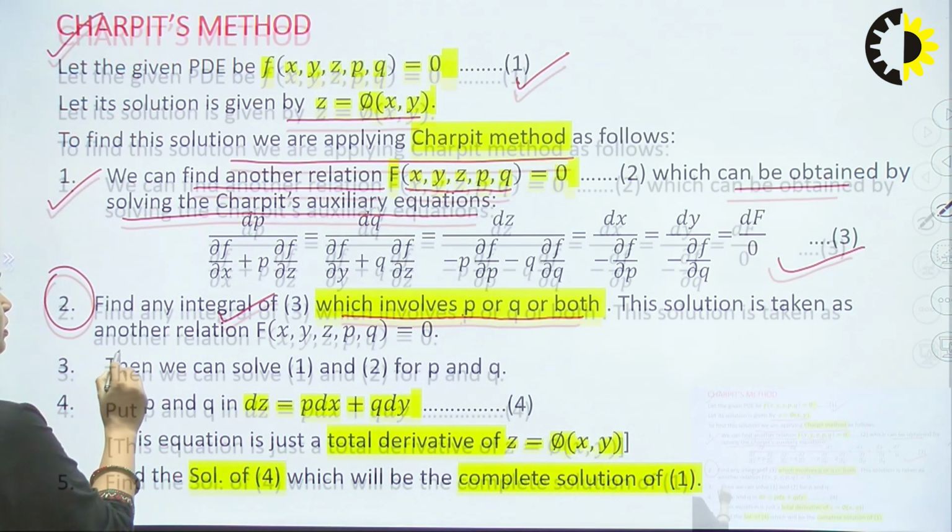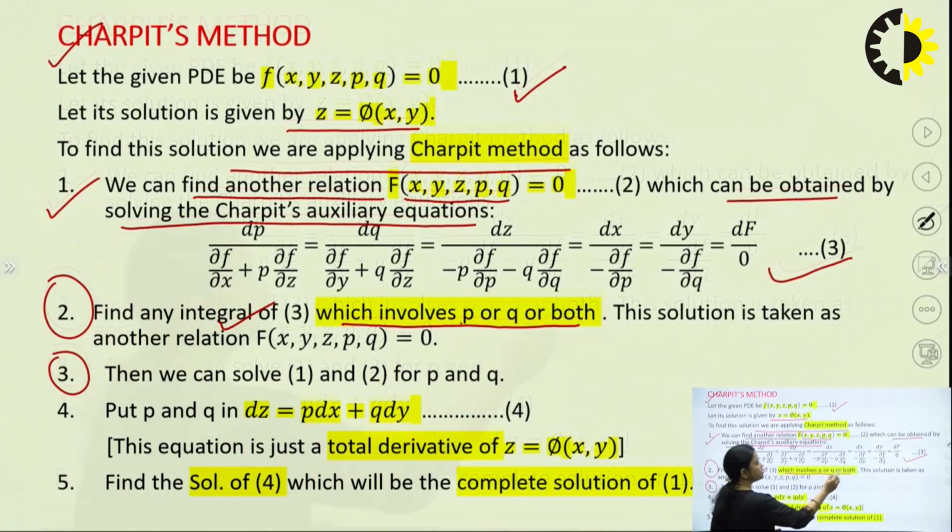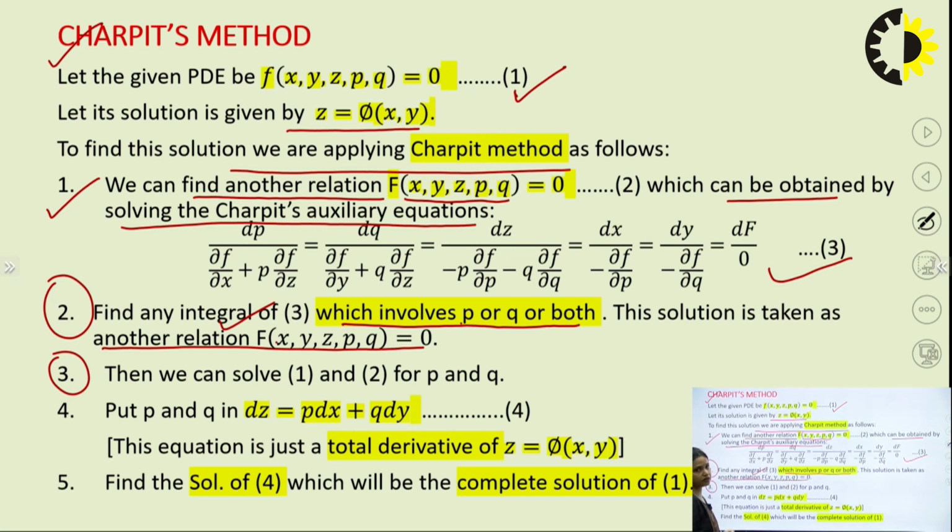If we can find such a solution, then this solution is taken as another relation between x, y, z, p and q. So now we will have two relations between x, y, z, p and q. The first one is this, and the second one will be this. So by finding the solution of the auxiliary equation, we will have another relation between x, y, z, p and q which is denoted by capital F.